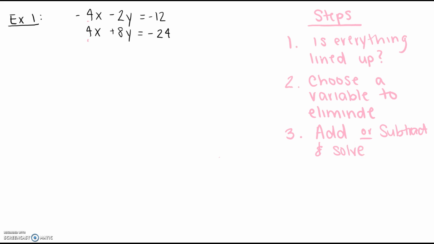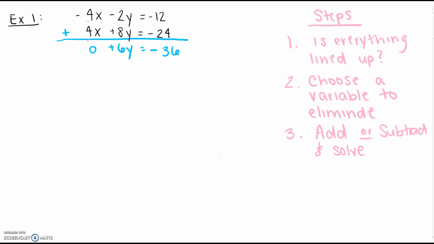So we need to look and decide, okay, are we going to add or subtract? So all you're going to do is just look at what you want to eliminate. We've got a negative 4 and a positive 4. So do we add or subtract to eliminate those? Hopefully you are thinking add, because negative 4x plus 4x will give us 0. Negative 2y plus 8y is 6y. And then negative 12 plus negative 24 is negative 36.